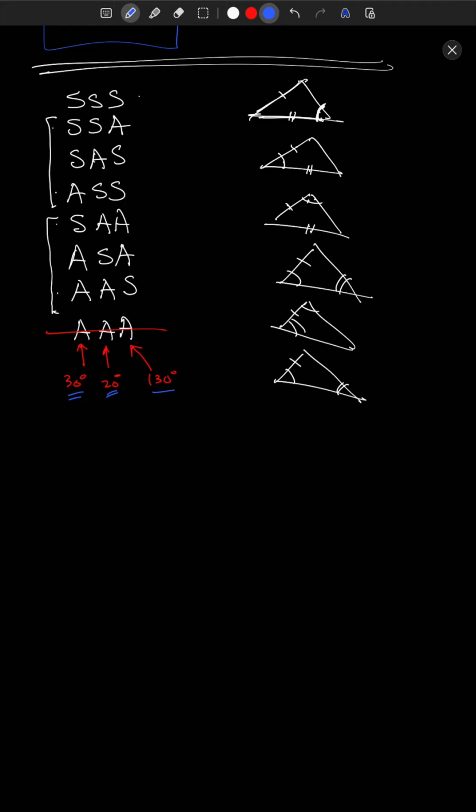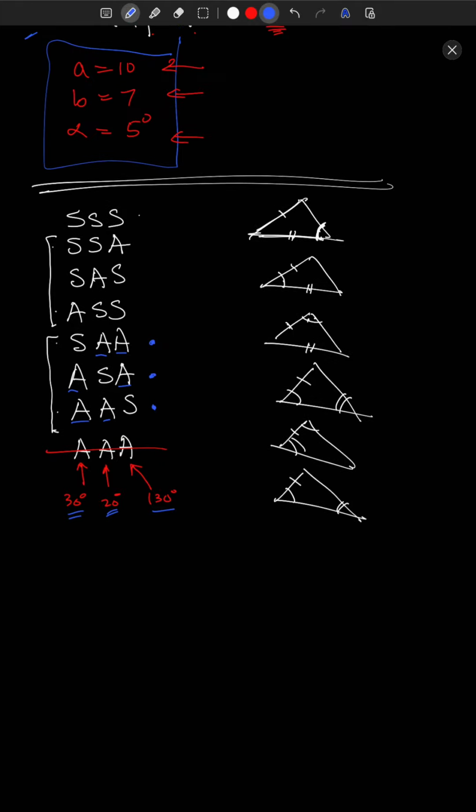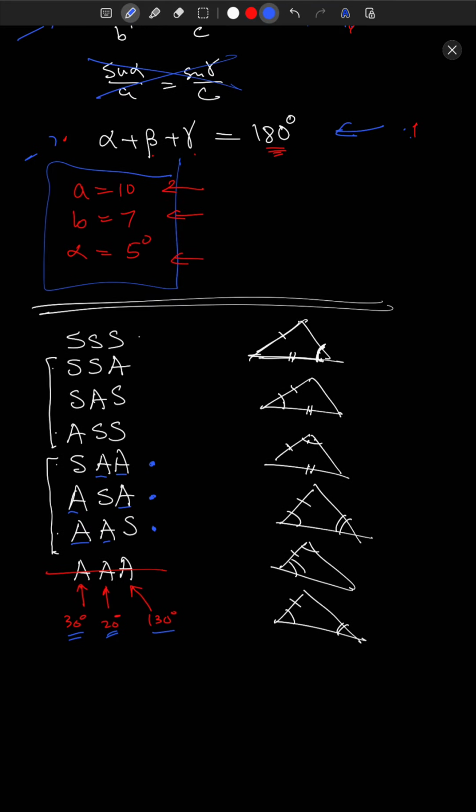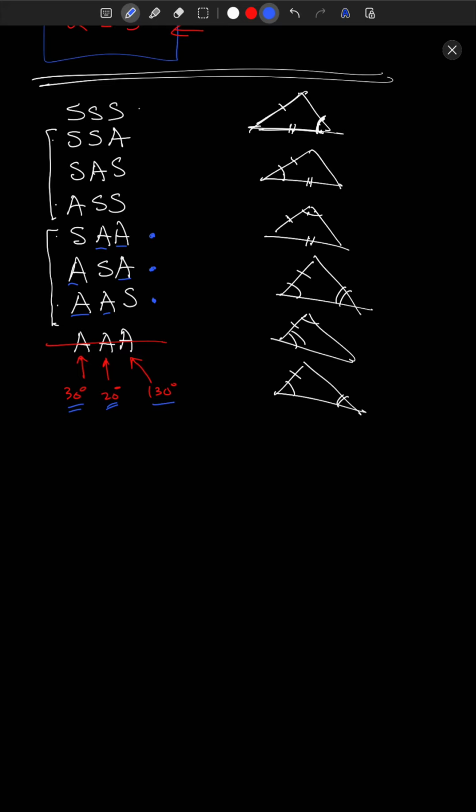Actually, let me talk about that latter point right here. SAA, ASA, AAS, why are these all the same? Well, in all of these I'm giving you 2 angles. But because I know triangles' angles have to sum up to 180 degrees, if I give you 2 angles, automatically you know the third angle. If one angle is 59 degrees and the other is 61 degrees, altogether we have 120 degrees, so the last one has to be 60 degrees.